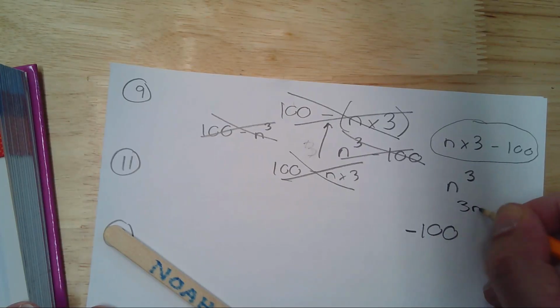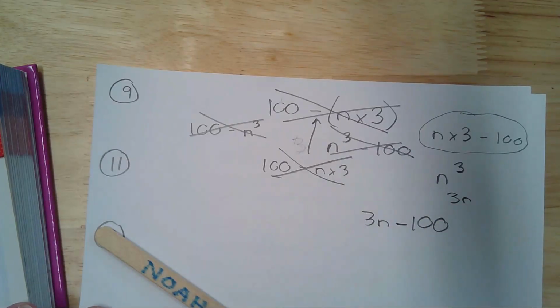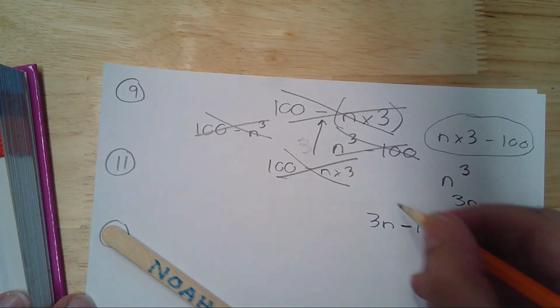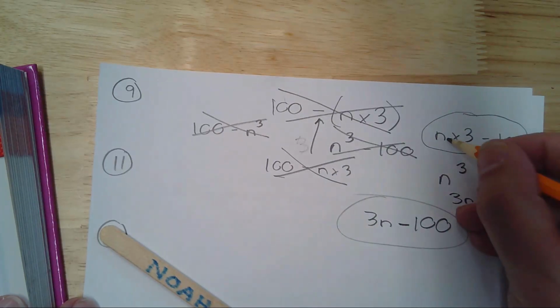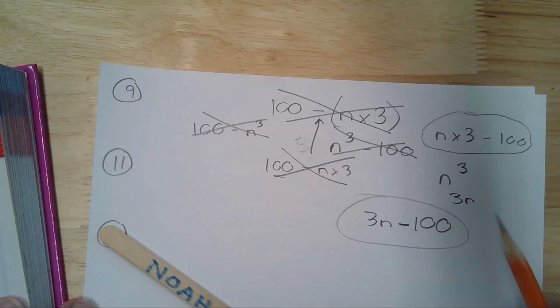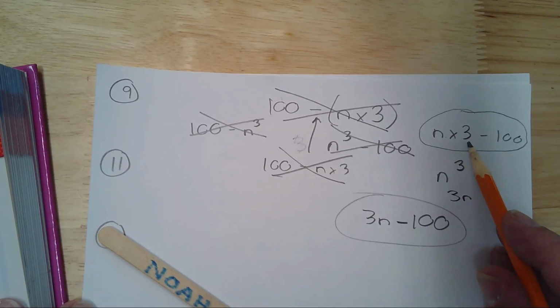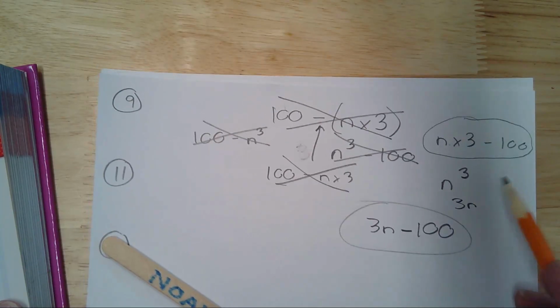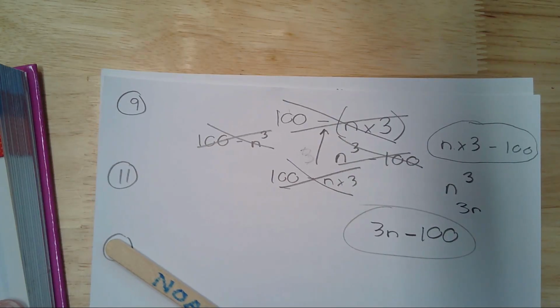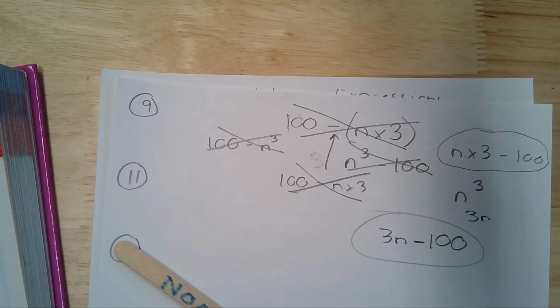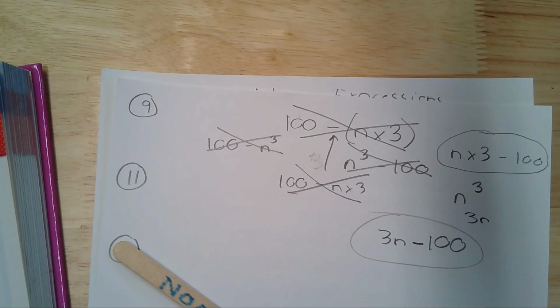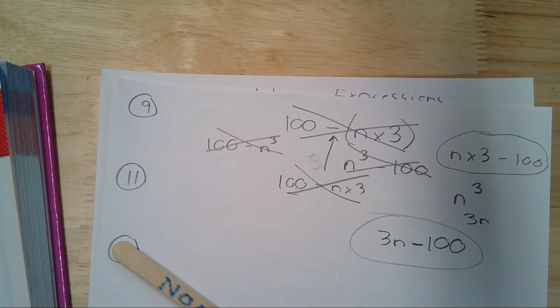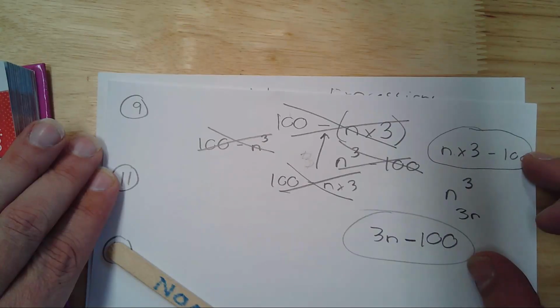I would probably write it this way, n times 3, the most efficient way. But would I accept the other? Yeah, definitely, because they're the same thing. Tripled is times 3. Cubed is to the 3rd power. Doubled is times 2. Squared is to the 2nd power. So this or this are correct.